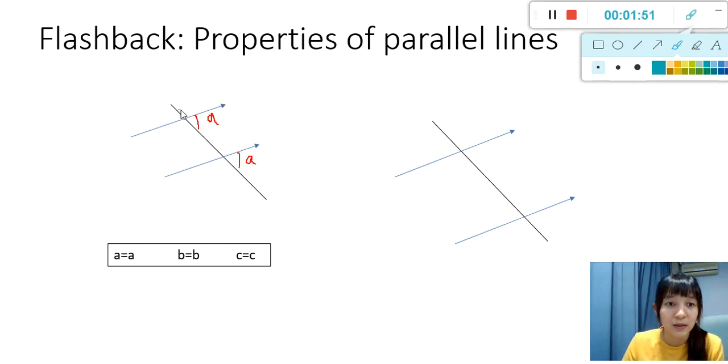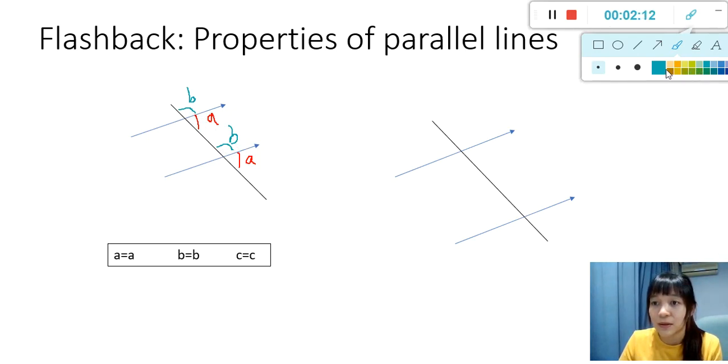So how about this one, right here? If this angle is B, where else is also B? This part is also B. Equal angle. Then I use yellow. I'm going to highlight this part here. I'm going to highlight this part.